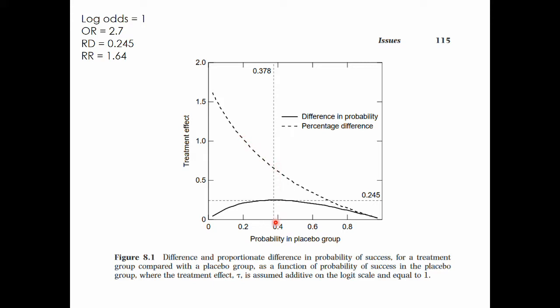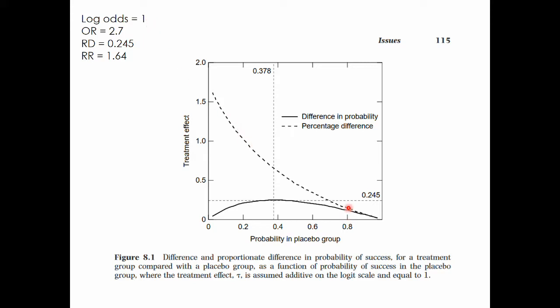All right, so here, this is the example Stephen gives us. When you maximize the risk difference, it happens at probability in the placebo group of 0.378. The risk difference here is 0.245. The relative risk here would be 1.64, an increase of 0.64. But the odds ratio is still 2.7. The log odds is still 1.